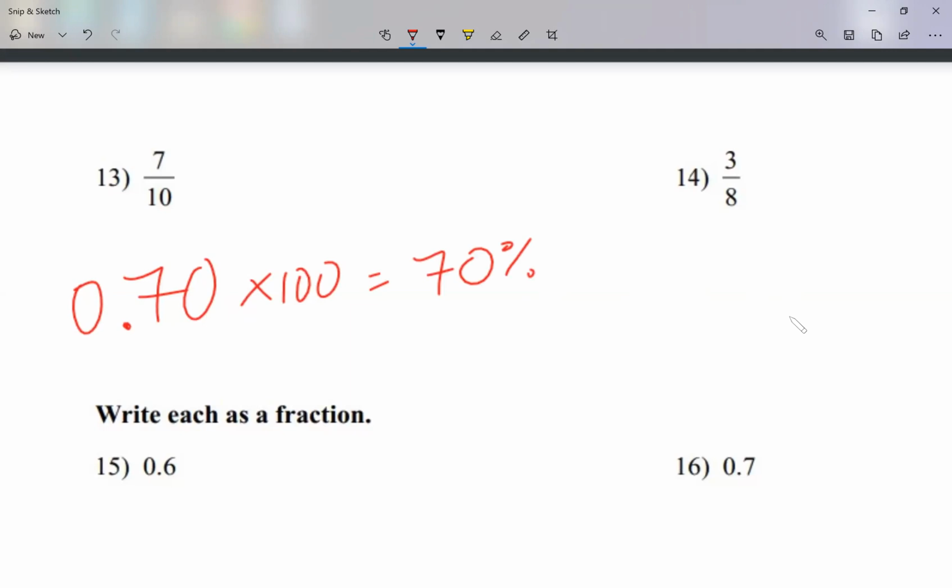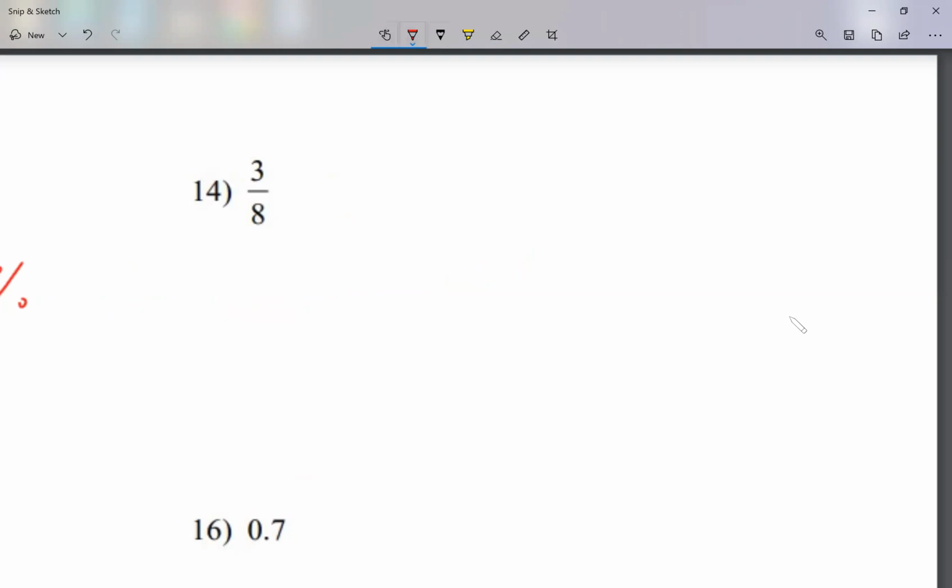Now looking at question number 14. Probably using the denominator, making 8 into 10 or making 8 into 100 or 1,000 might not be that easy, right? It is doable, but maybe not that easy. So what I'm going to do, let me use division instead. What I want you to realize is that sometimes using the denominator is easier. Like we saw number 13, I did not divide. I straight out used the denominator, but sometimes division might be easier. So let me just divide on this one.